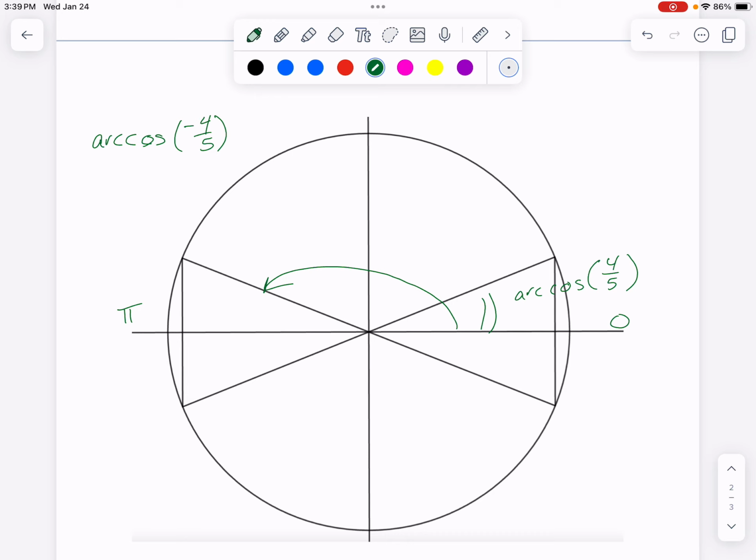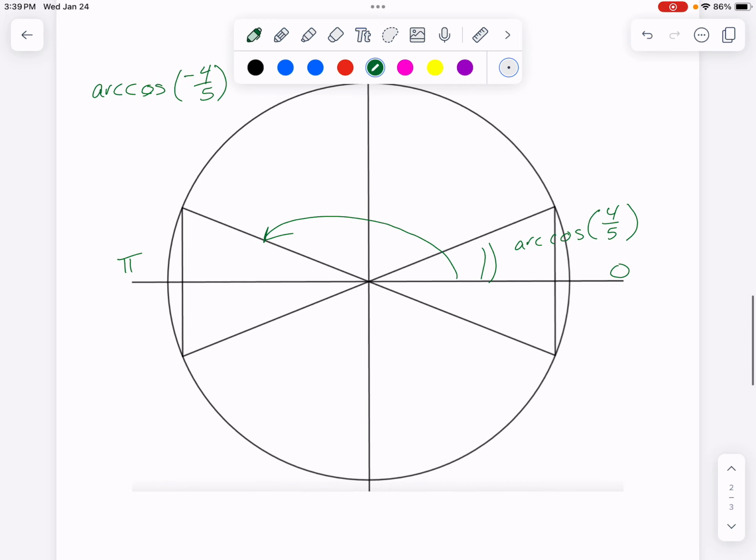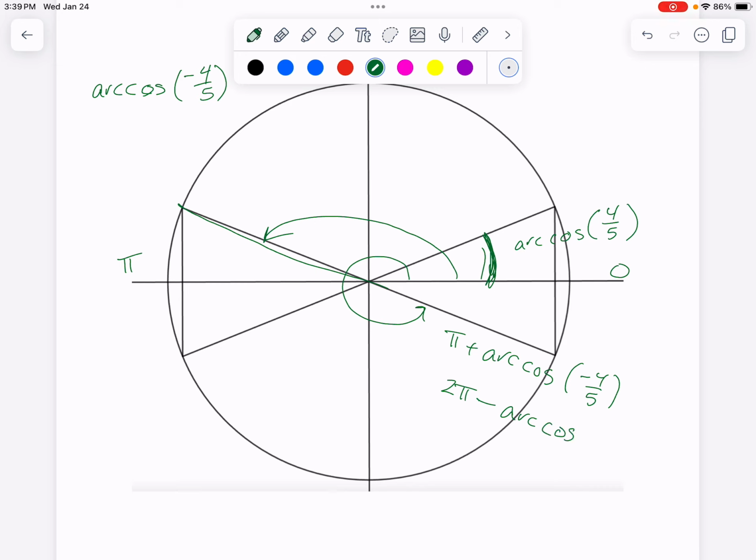Okay, and so if I want this angle over here, I could say pi plus the one that got me to this point, which would be arc cosine of negative 4/5, or I could say it's 2 pi minus this little one right here. Now you can't see what I'm doing. It's 2 pi minus this angle, 2 pi minus arc cosine of 4/5. Okay, these are confusing. Let's come back.